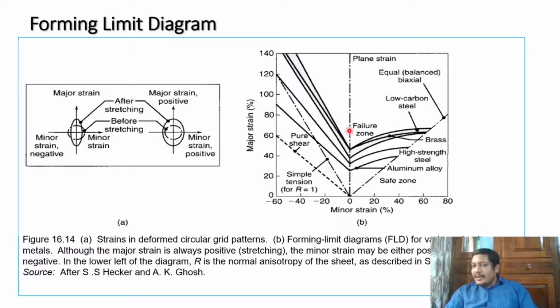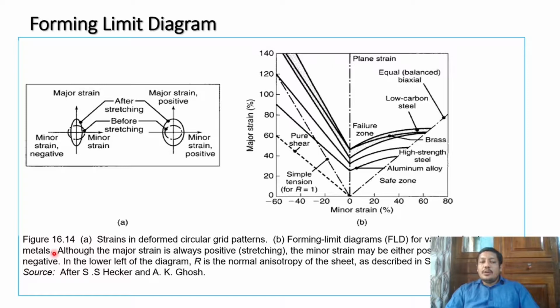You can see over here, these are the areas of failure zones. These are the areas of pure shear and these are the areas of safe zone. So between a safe zone and a failure zone, how is the material going to behave? Don't be confused about the various lines. Various lines are drawn for various materials. So low carbon steel, aluminum alloy, how are they going to fail, and what is the safe limit of operation in which you are able to perform the task. That information you can obtain from the forming limit diagram.